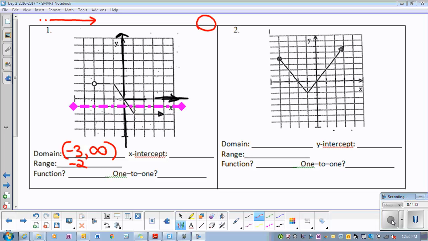So let's go back to this problem. We'll talk about the range. The reason why the range is at -2.